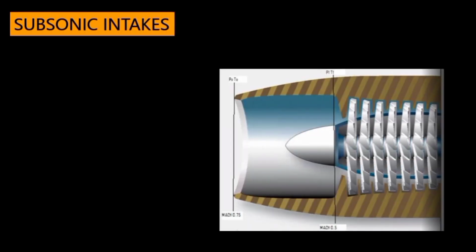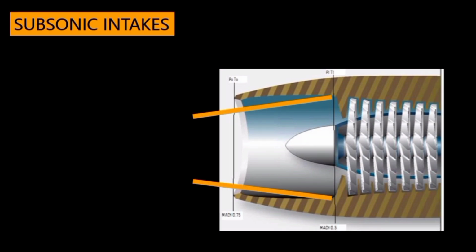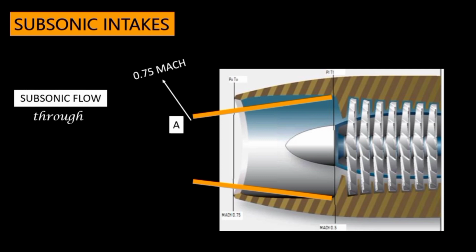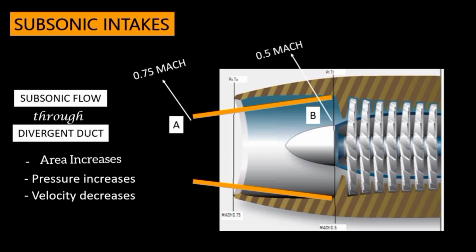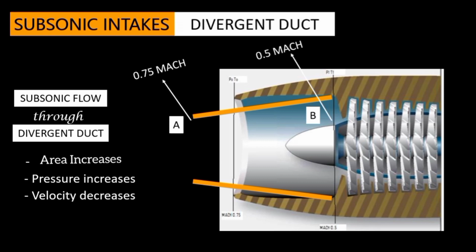The aircraft which fly in the subsonic regions need to have subsonic intakes. The subsonic intakes are designed as a divergent duct, so that when the air enters the engine air inlet at point A, it will be around 0.75 Mach. Now recall that whenever a subsonic flow passes through a divergent duct, as the area of the duct increases, the pressure increases and the velocity decreases. Hence, when the air has reached point B, the velocity of the airflow has been reduced to 0.5 Mach. This ensures high compressor efficiency.